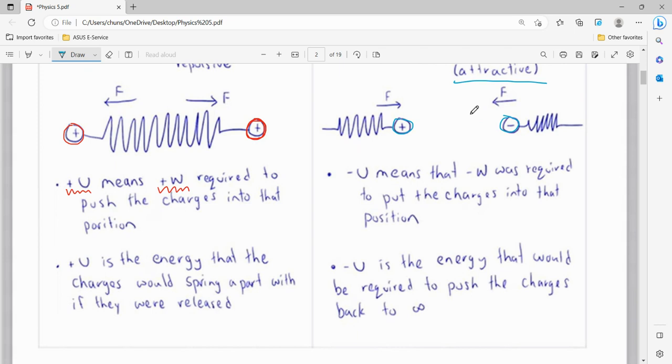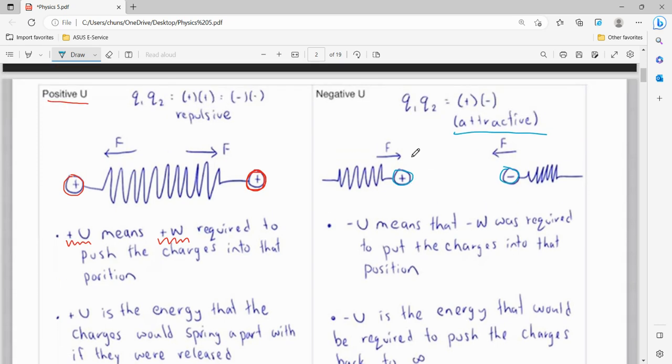So negative U is the energy that would be required to push the charges back to infinity. That's the work that's required to put them as far away from each other as possible. Those are two different variations to think about, and I want you to notice that there are two charges now to consider.